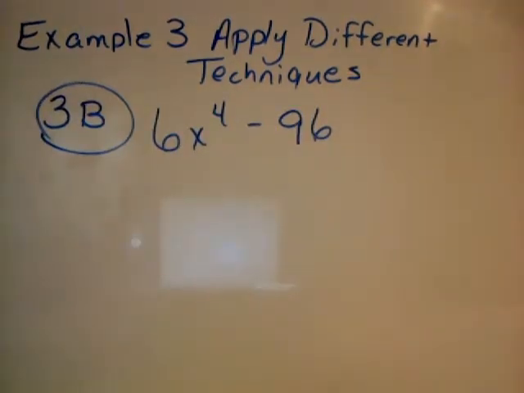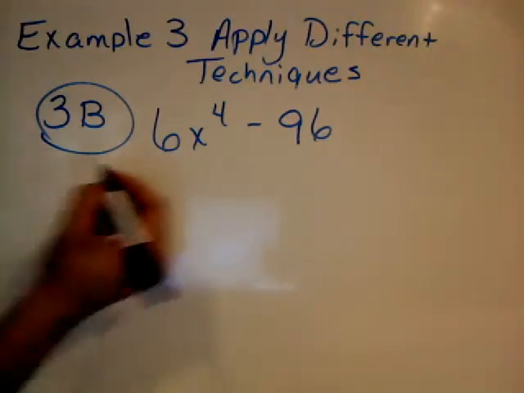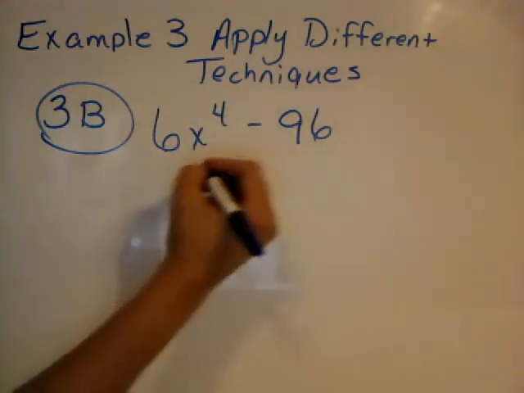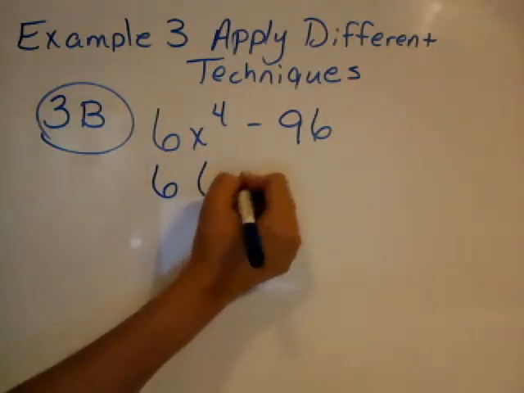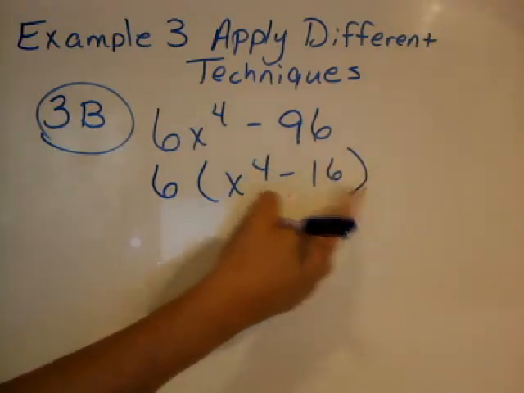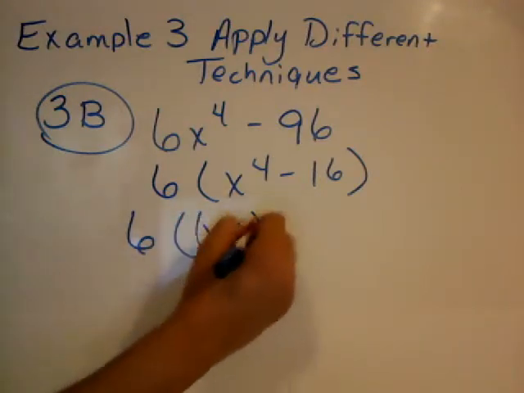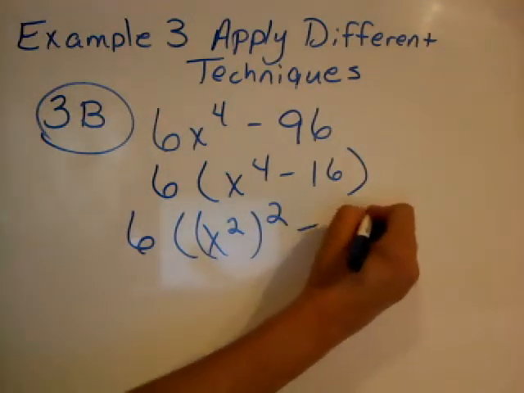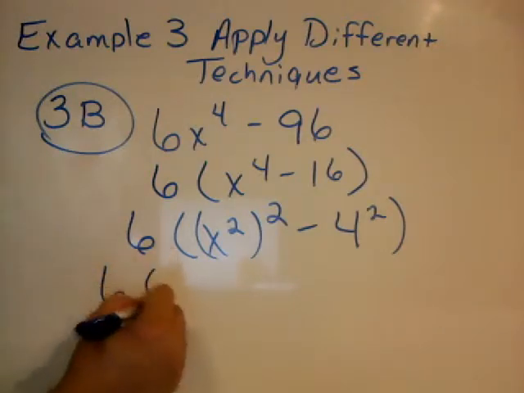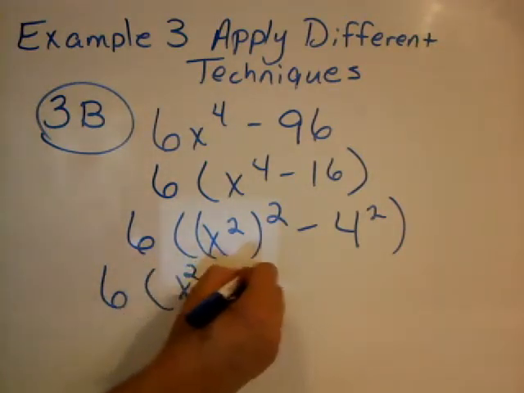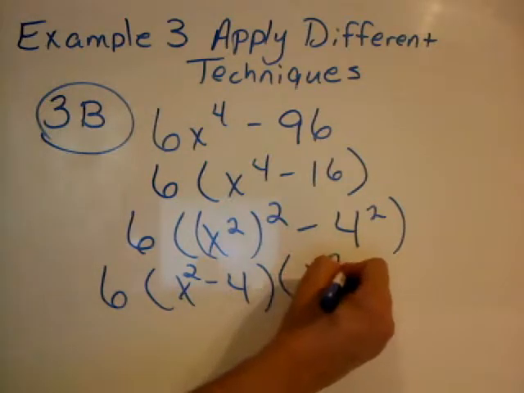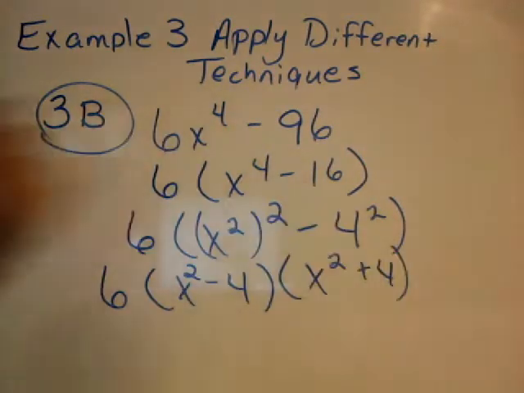Okay, in our next example, it says 6x to the 4th minus 96. Now, if I take a 6 out of 96, I will get a 16. So I'm going to factor out my GCF, which is 6, leaving me with x to the fourth minus 16. And then I have the difference of squares. So I'm going to have x squared times x squared and 4 squared, and that will give me x squared minus 4 times x squared plus 4.